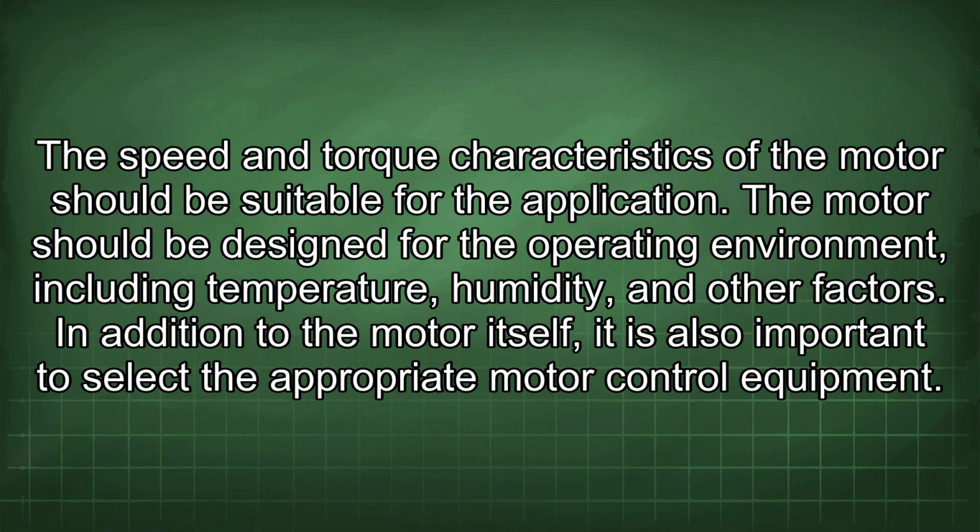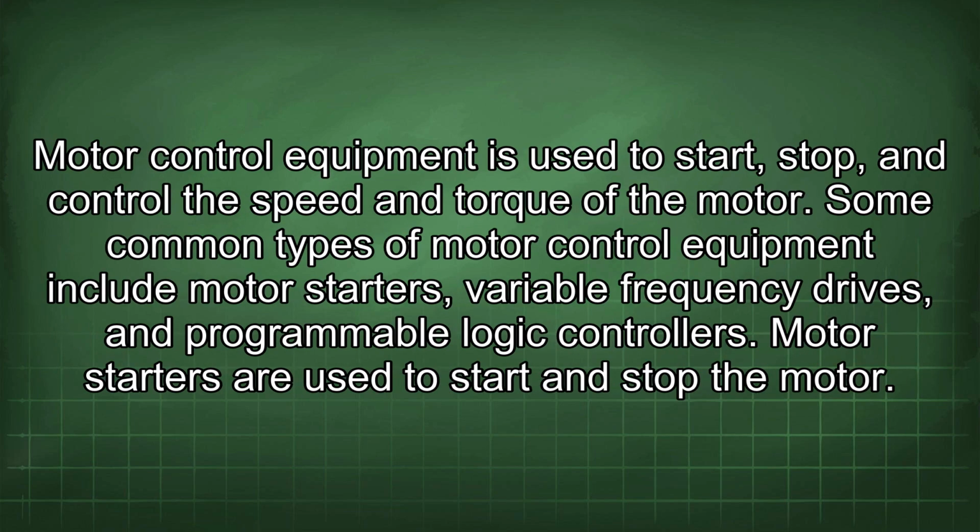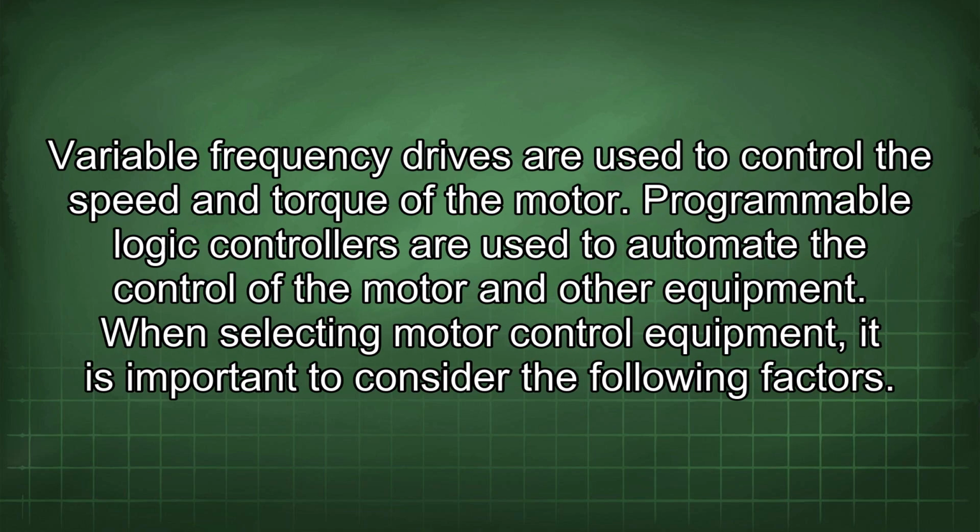In addition to the motor itself, it is also important to select the appropriate motor control equipment. Motor control equipment is used to start, stop, and control the speed and torque of the motor. Some common types of motor control equipment include motor starters, variable frequency drives, and programmable logic controllers. Motor starters are used to start and stop the motor. Variable frequency drives are used to control the speed and torque of the motor. Programmable logic controllers are used to automate the control of the motor and other equipment.